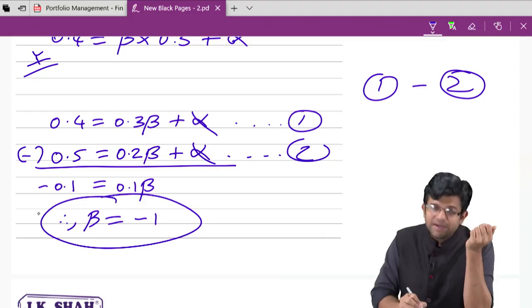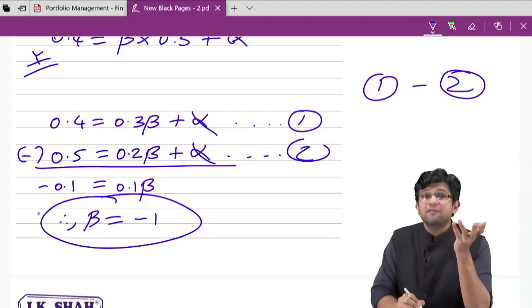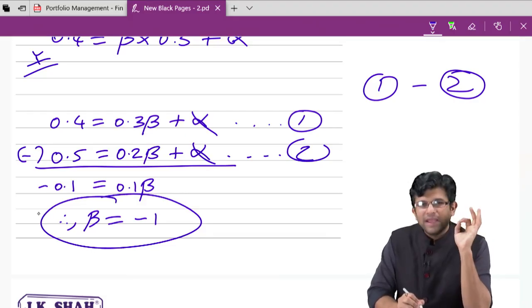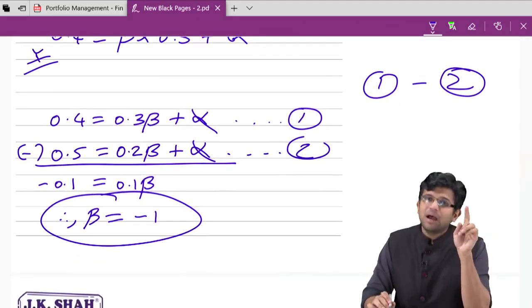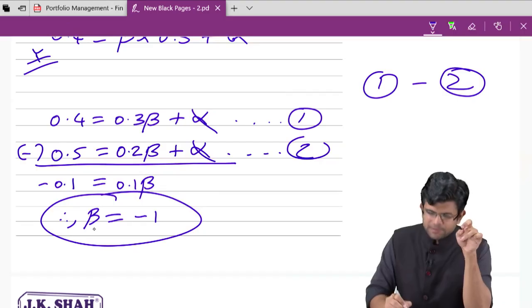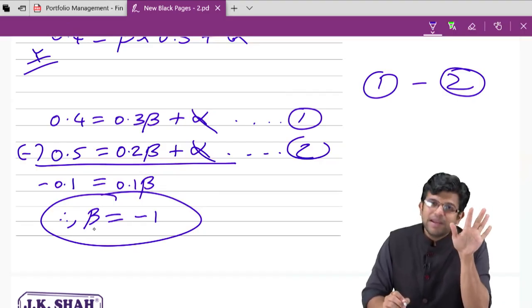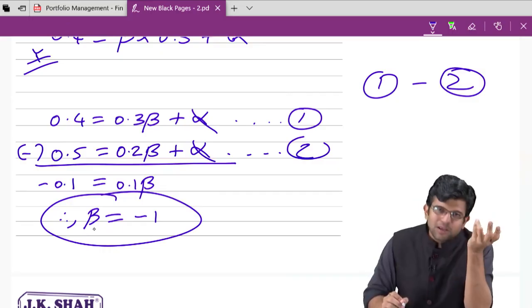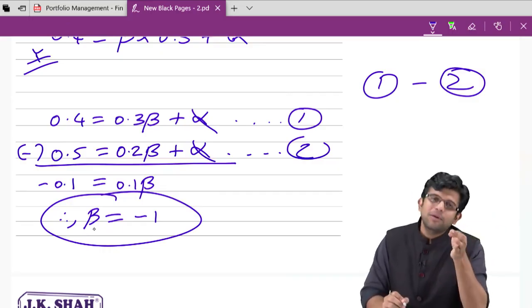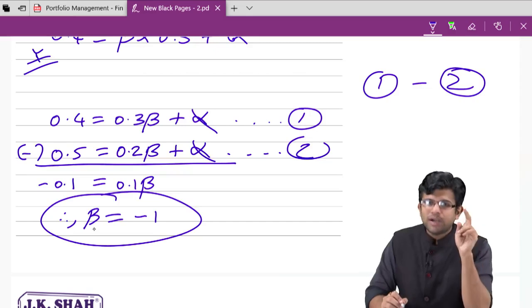Students, with this we understand that the beta between weights of A and B is -1. Using this beta, we can now calculate the alpha. I hope you understand this beta is not that systematic risk indicator. This beta is just the slope, the regression coefficient, which I am calculating just to find the relationship between WA and WB. Okay, students, so let's go ahead.